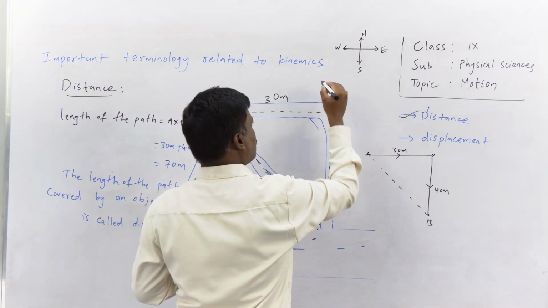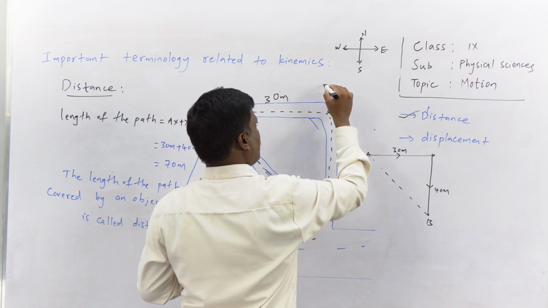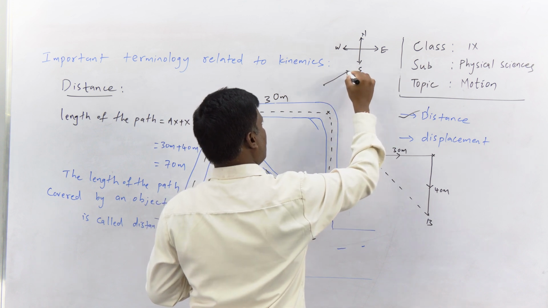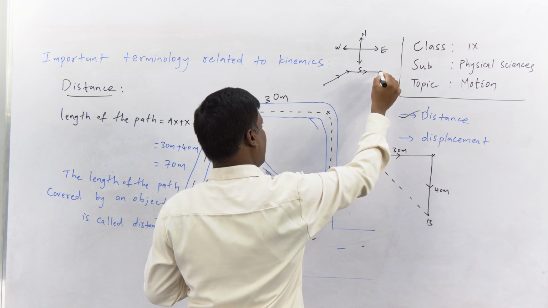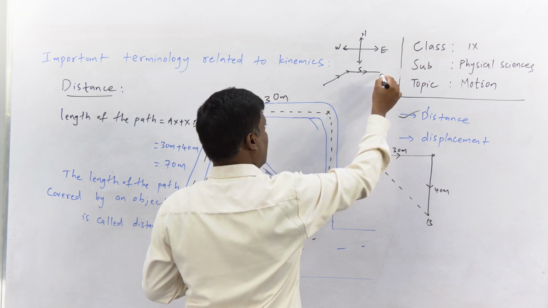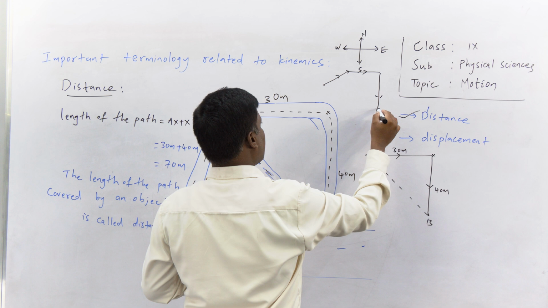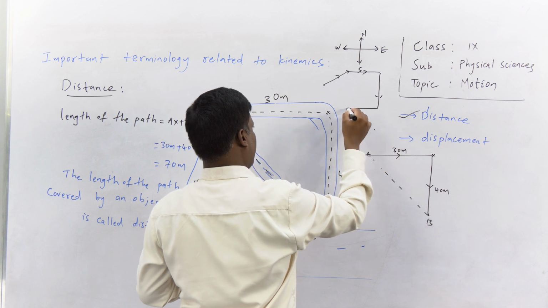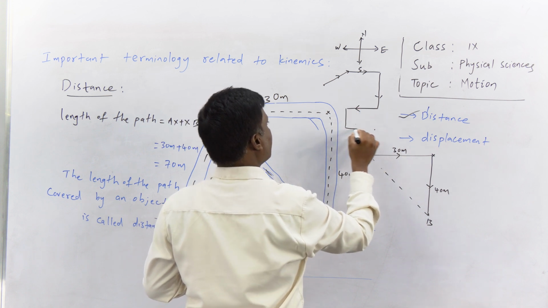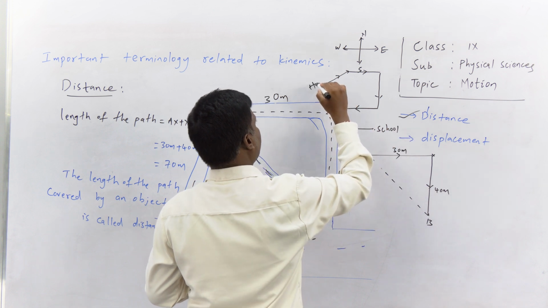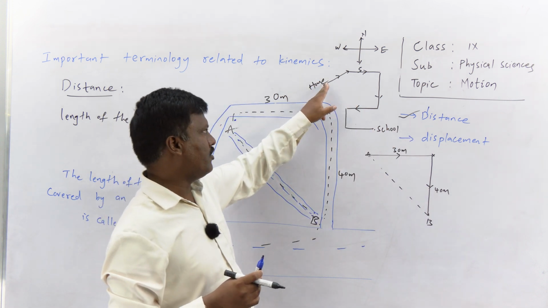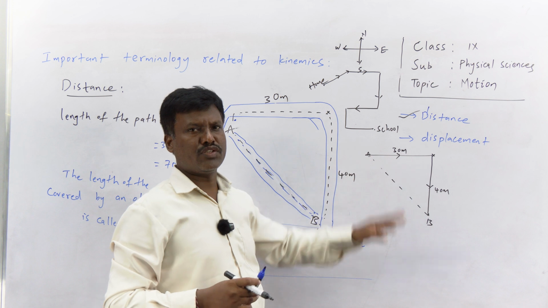Okay, your house is here, your school is here. Your bus driver first traveled this way, and then traveled this way, and some of your friends get on the bus here. Then it traveled this way, and some more friends get into the bus, traveled this way, and finally reached the school. This is the school, this is your home. This way your bus reached your school.